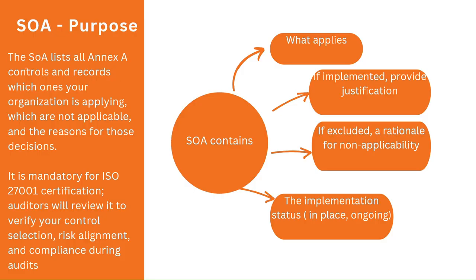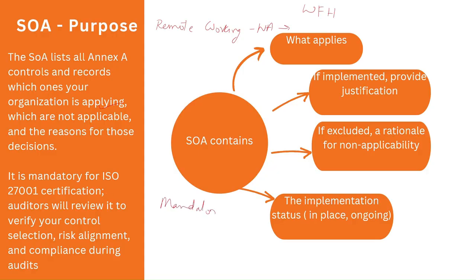SOA lists all Annexure A controls and records which ones your organization is applying, which are not applicable, and the reasons for those decisions. That is, you have to provide a justification. You just can't say, okay, I'm not implementing it. For example, control says remote working, okay? And if your organization does not allow work from home, then this becomes not applicable for you. At that point of time, you have to justify why you're not allowing remote working. This is just a very basic example I've given, but there could be many such controls that you have to justify.